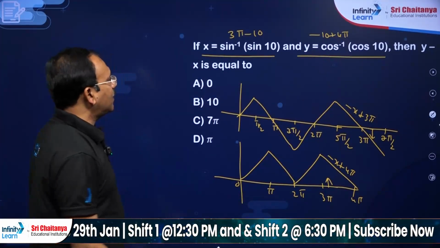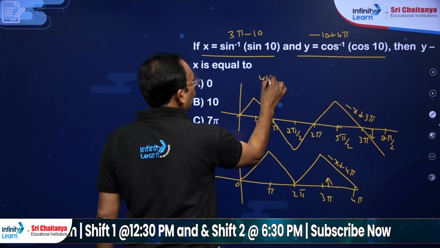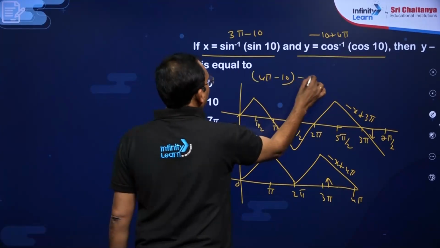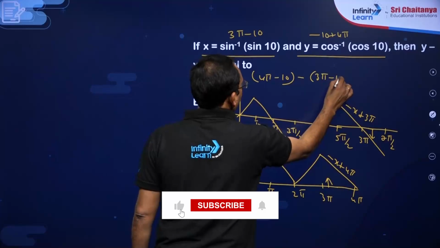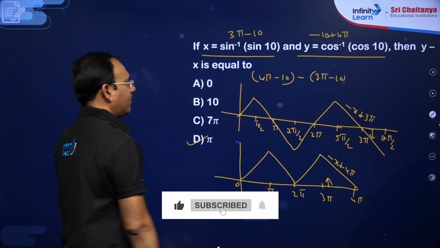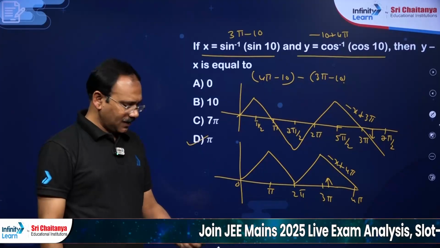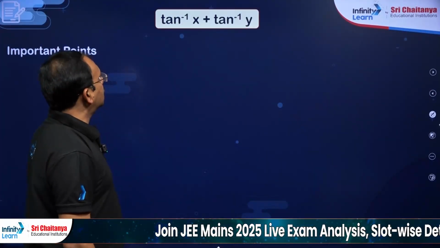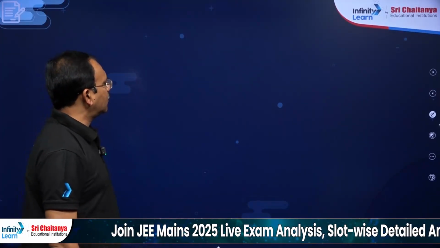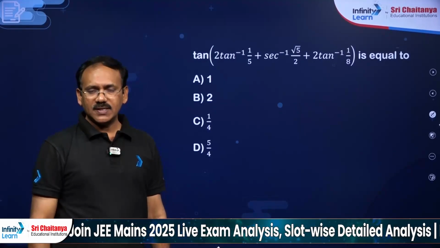Now, y minus x. y is 4 pi minus 10, x is 3 pi minus 10. You may get pi, my dear friends. That is it. y minus x is pi. Clear? So, simplification. Next, dear students, the problems related to tan inverse x plus tan inverse y simplifications.